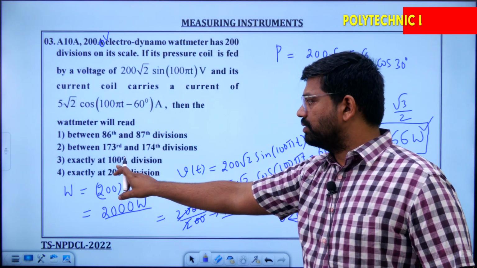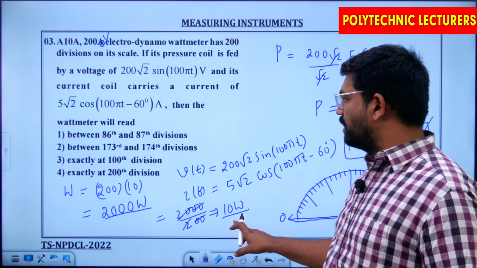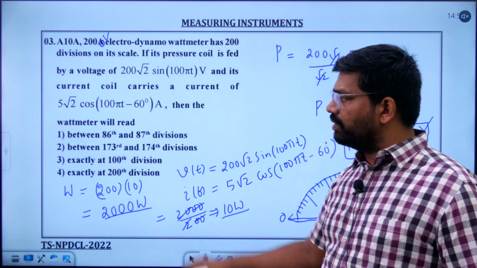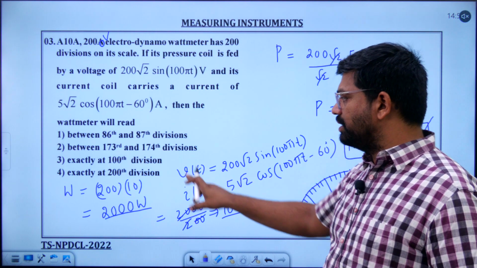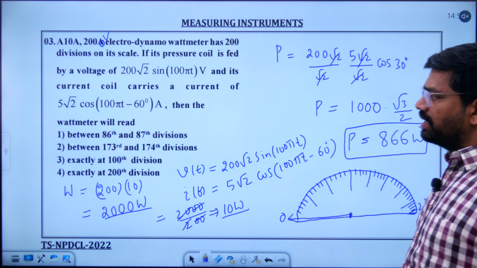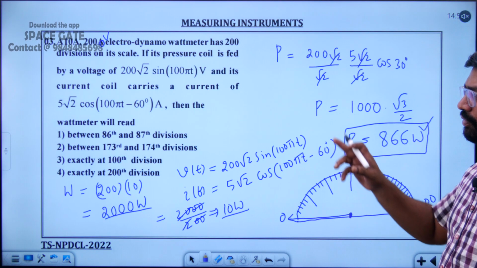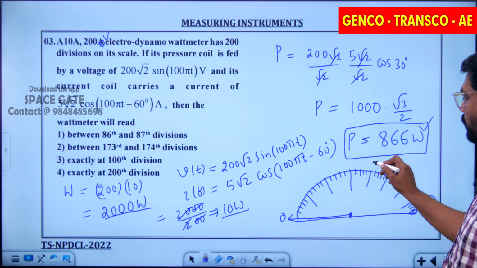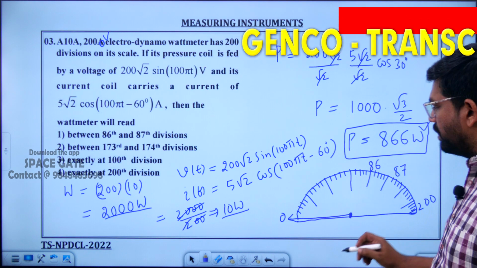2000 watts is our total power, and each division is 10 watts, so the 100th division, multiplied with 10, will give only 1000 watts. The 173rd to 174th division, multiplied with 10, will give only an answer of about 1735. So if you check the first option, if I give notice like number 86 and this is 87, look here.